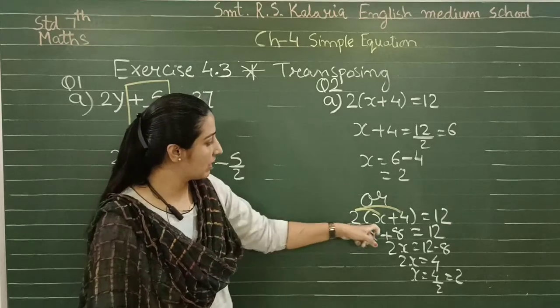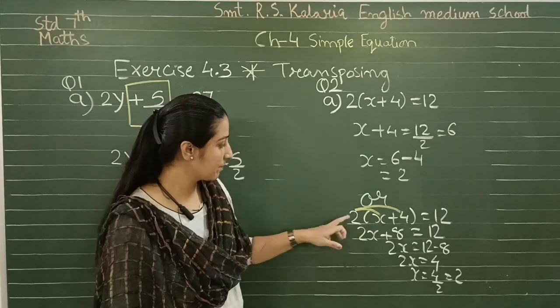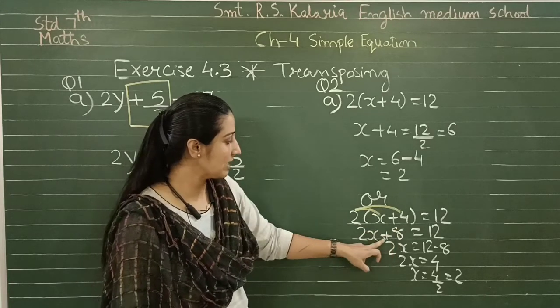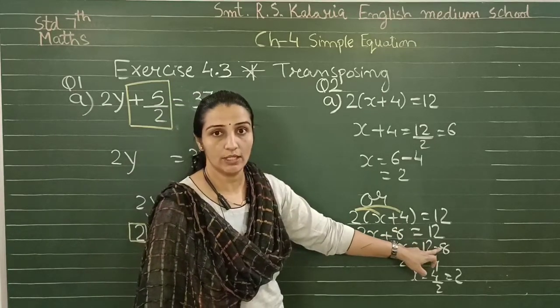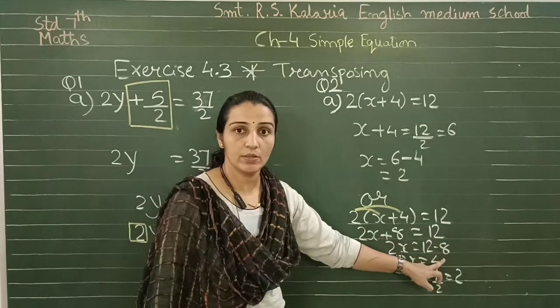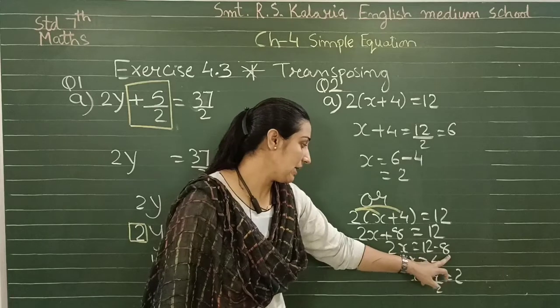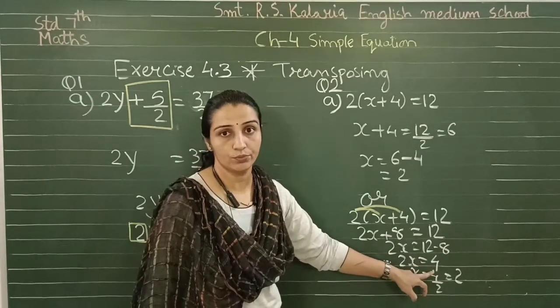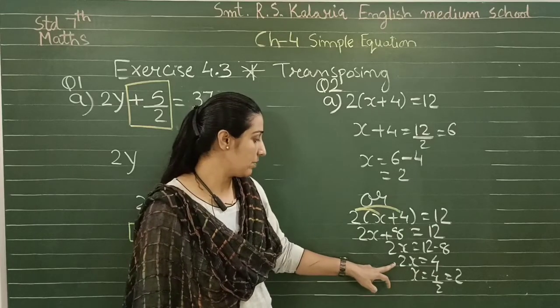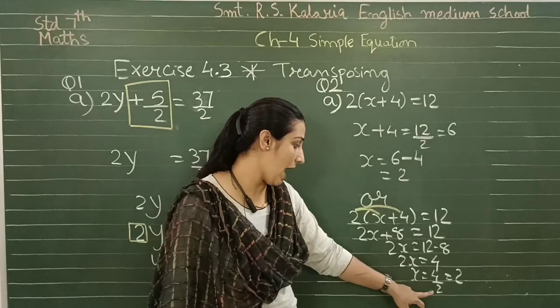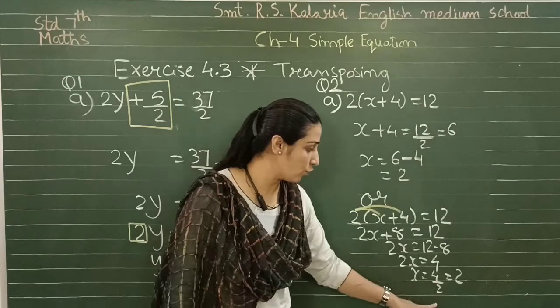That is 2 multiplied by x is 2x. 2 multiplied by 4 is 8. That is 2x plus 8 is equal to 12. Plus 8, when it goes to the other side, becomes minus 8. 12 minus 8 is 4. Now I have 2x is equal to 4. This 2, which is in multiplication position, will go to the division position. So I have x is equal to 4 upon 2, that is 2.